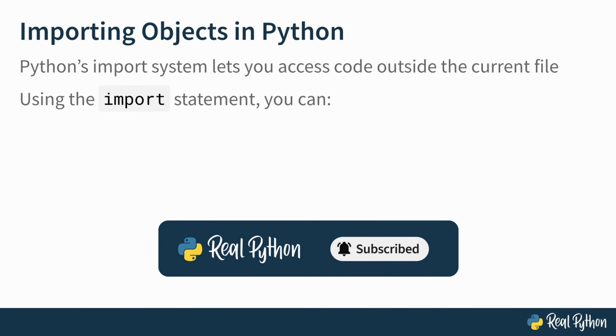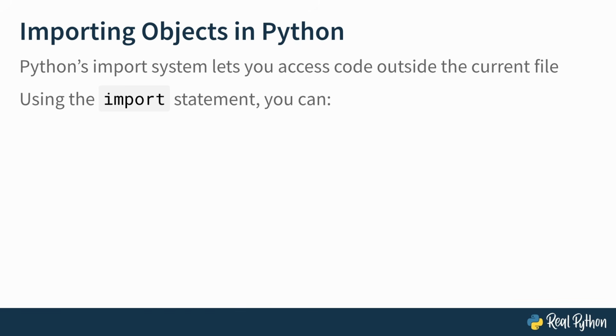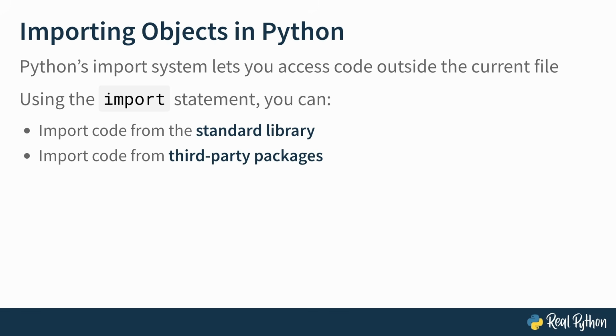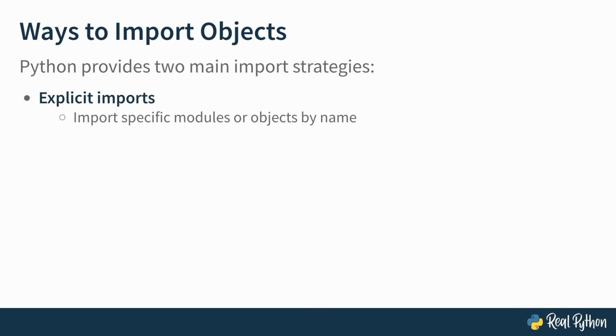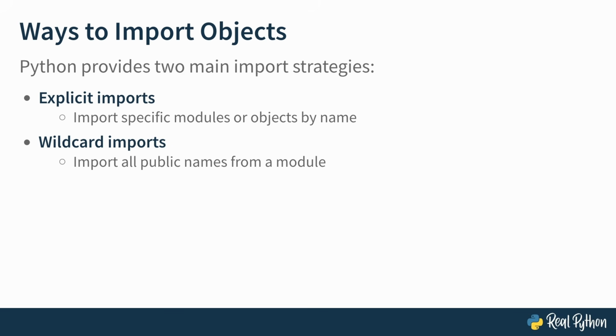In Python, the import system is just that. It gives you access to code outside the current file. Using the built-in import statement, you can import code from the Python standard library, bundled with Python, or from third-party packages installed on your system, or even from your own project files. You can break down Python imports into two main strategies. Explicit imports, where you import specific modules or objects by name, and wildcard imports, which by default import all public names from a module. More on that later.